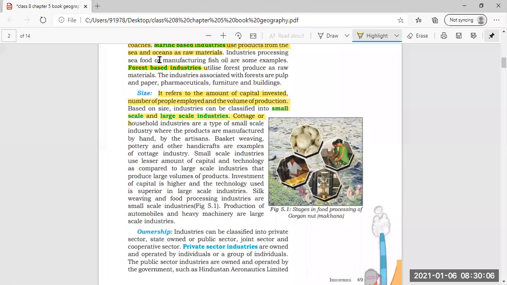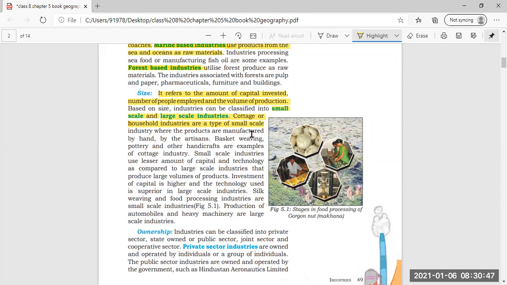As with raw material, where it was divided into different types, the same on the basis of size also, the industries can be divided into small scale and large scale industries. Now, cottage or household industries: a few women prepare small household material like achar, jam, jelly, papad, badiya at home only and sell it to the market, and that is why they are cottage household industries.